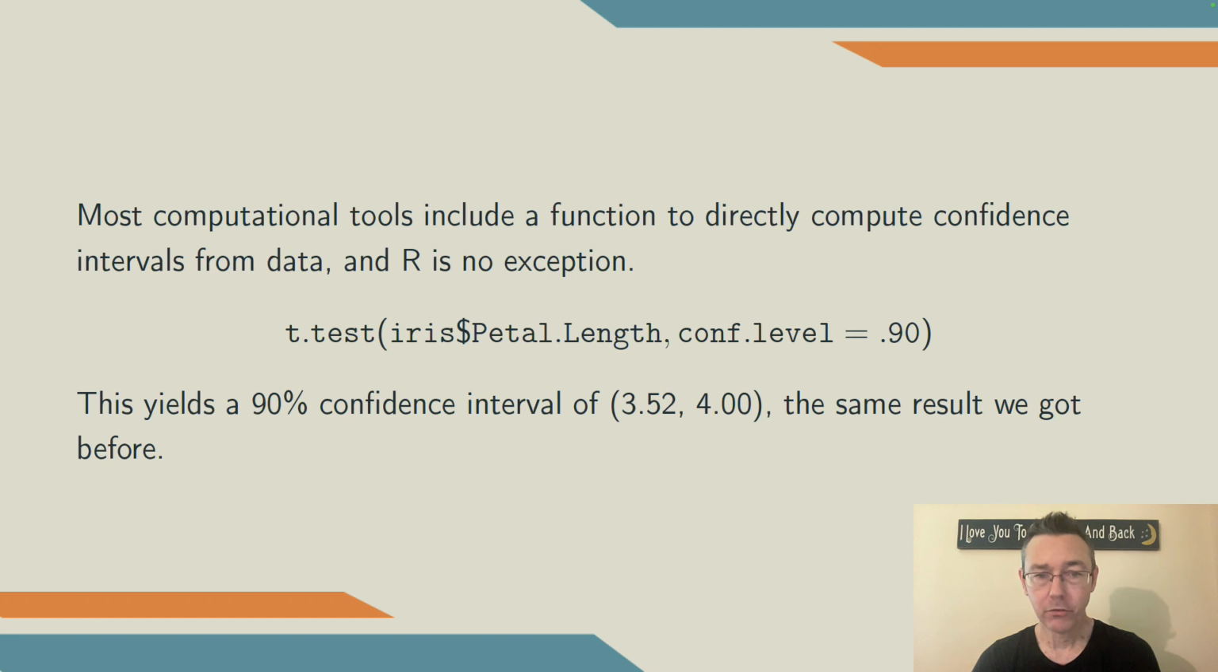Now, most computational tools, including R, include a function to directly compute a confidence interval with a t-distribution from the data. In R, the command is t.test, and you pass it the vector you're interested in, in this case iris$Sepal.Length, and also the confidence level of 90%. If you execute that command, it gives you back a confidence interval of 3.52, 4.00, the same result we got when we did this manually.